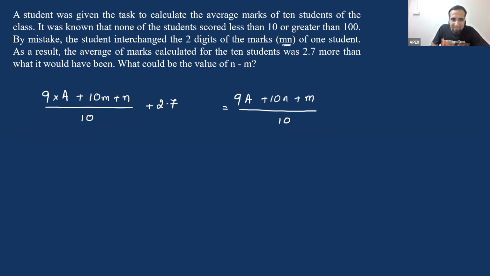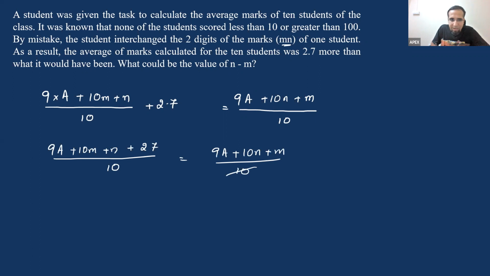So if you take 10 as an LCM completely here, you get 9A plus 10M plus N plus 27 by 10 is equal to 9A plus 10N plus M divided by 10. So 10 and 10 get cancelled, 9A gets cancelled. So in a way, this is nothing but 27 is equal to 9 times of N minus M. Clear? Or the value here becomes 9 into 3. So the value of N minus M is equal to 3.